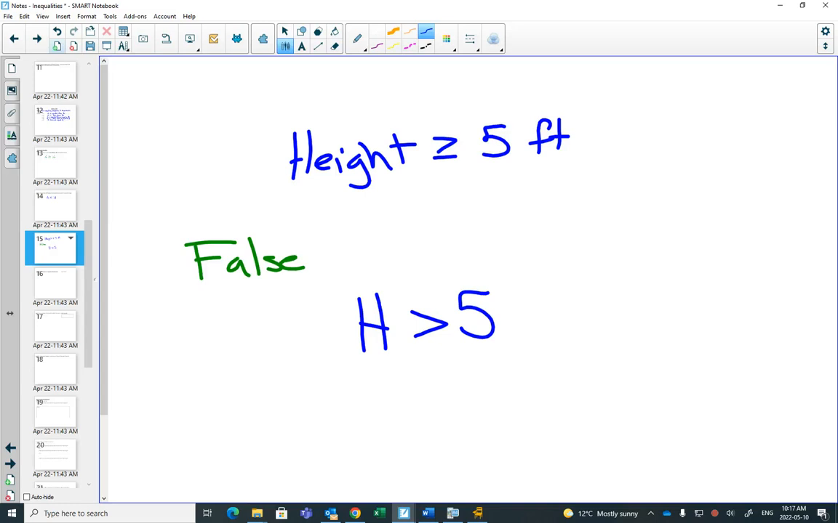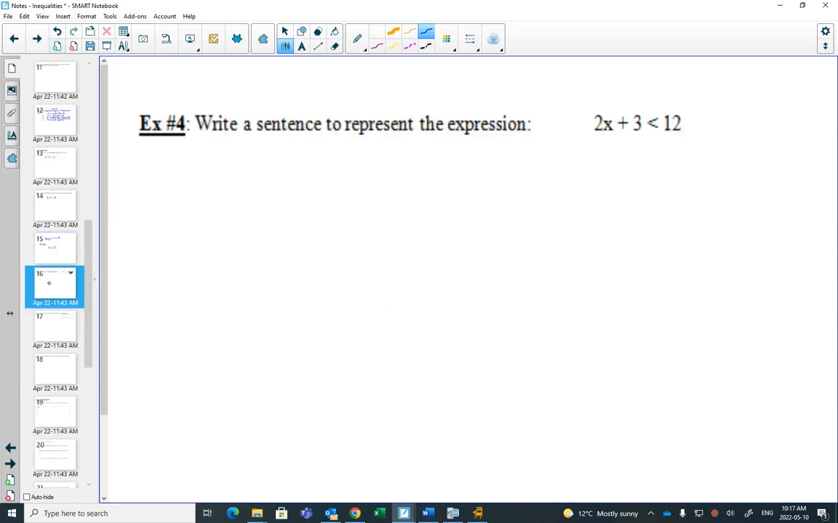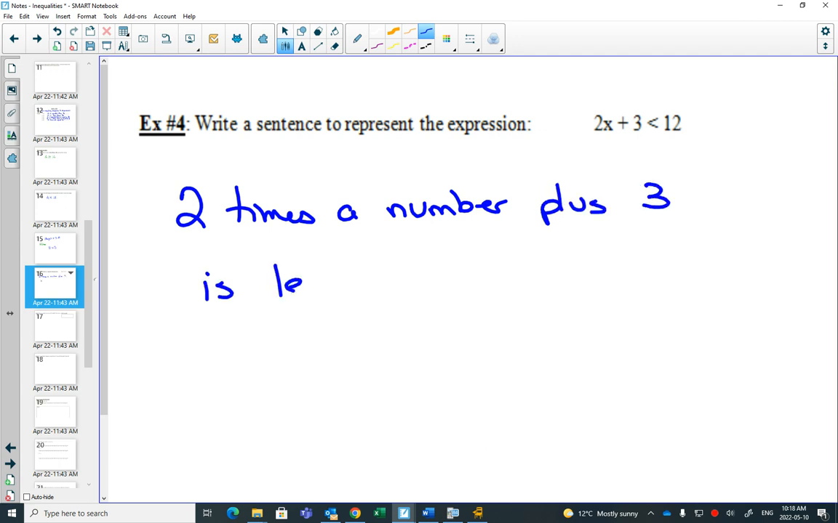All right, example number 4. So we're going to just start by writing the mathematical part, right? If we just wrote a sentence explaining this mathematically, 2 times a number, that's what, plus 3 is less than 12. Perfect.